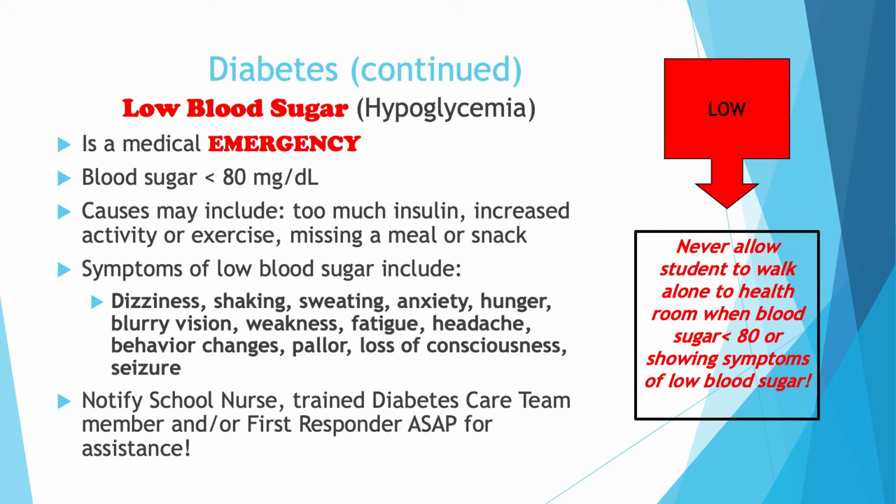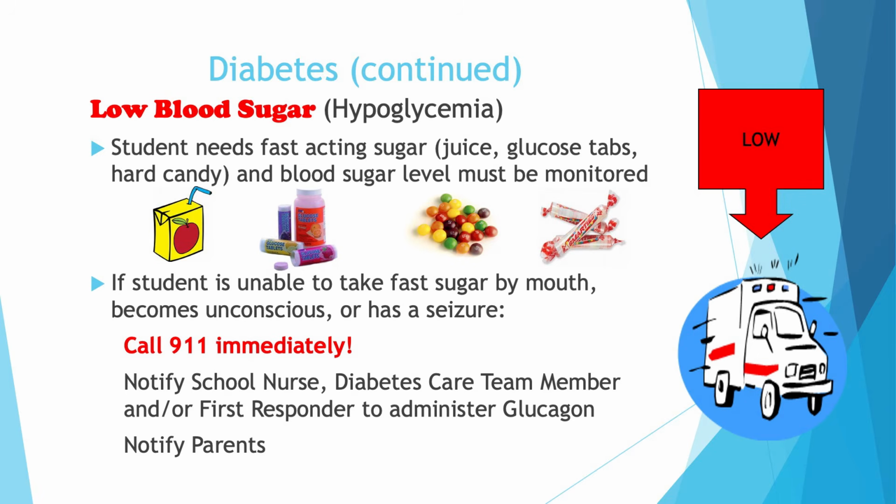Symptoms can include dizziness, shaking, sweating, anxiety, hunger, blurry vision, weakness, fatigue, headache, behavior changes, pale skin, loss of consciousness, or seizure. Notify your school nurse, trained diabetes care team, and/or first responder. Treatment of low blood sugar includes providing a fast-acting sugar such as juice, glucose tabs, or hard candy.